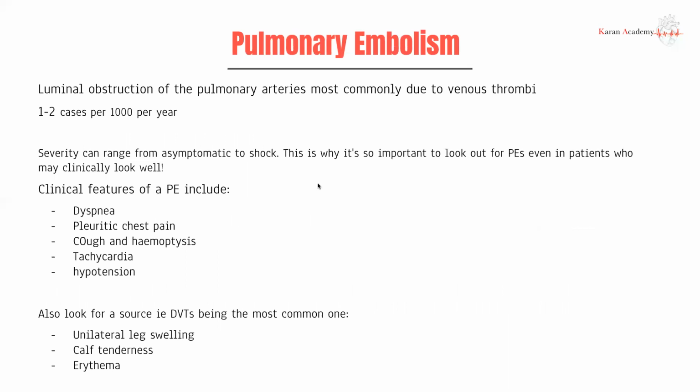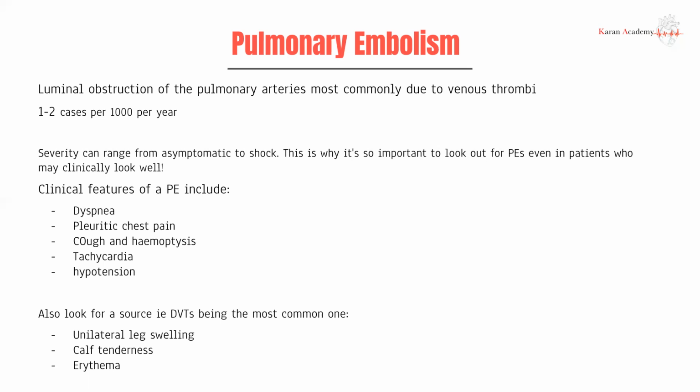Next, we have PEs, right? So PEs, again, it's a blockage of one of the pulmonary arteries due to a venous thrombus. You can be presenting with a wide range of symptoms. You can be completely asymptomatic to you can present with hemodynamic shock, which is why it's really important to look out for PEs in a wide range of clinical scenarios, including patients who you may suspect have a DVT. Clinical features include dyspnea, pleuritic chest pain, coughing, hemoptysis, tachycardia, and hypotension. The last two are often indicators of severe presentations, and they may escalate to shock really quickly.